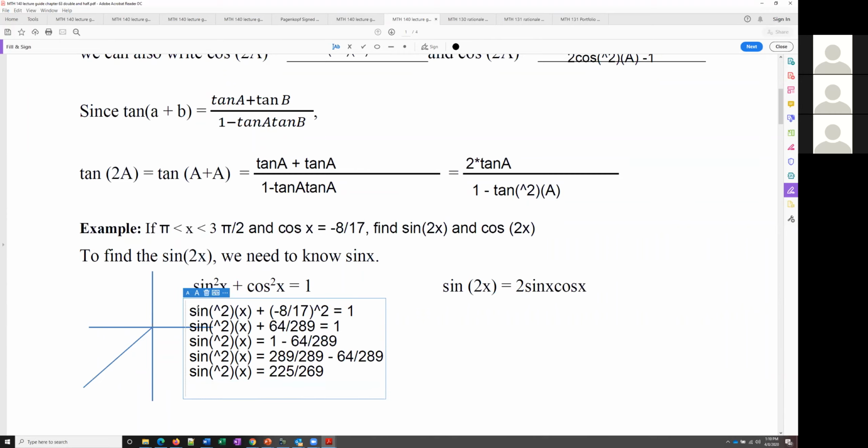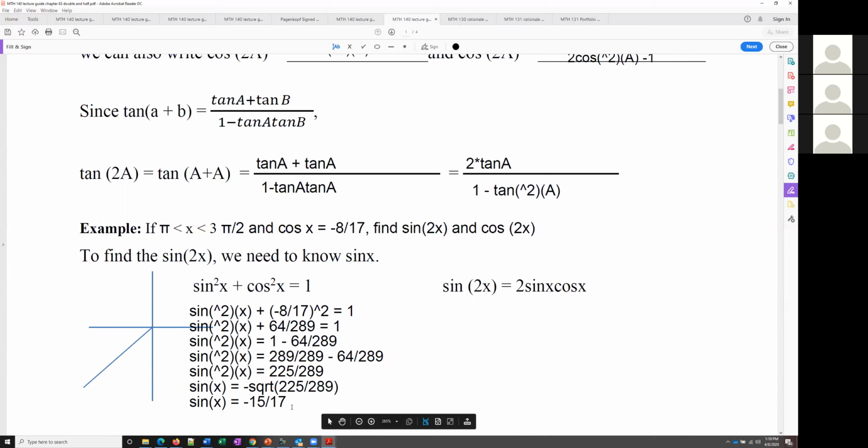And now we can go ahead and figure out sine x. We have 2 possibilities. It's either the square root of that number or negative square root of that number. And because we're in quadrant 3, the sign will be negative. So it's going to be negative the square root of that number. Oops, at some point I changed it to 289. That should be 289. So we know sine of x is equal to negative 15/17. The square root of 225 is 15, and the square root of 289 is 17.